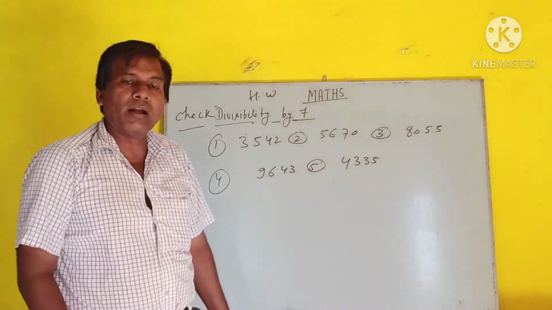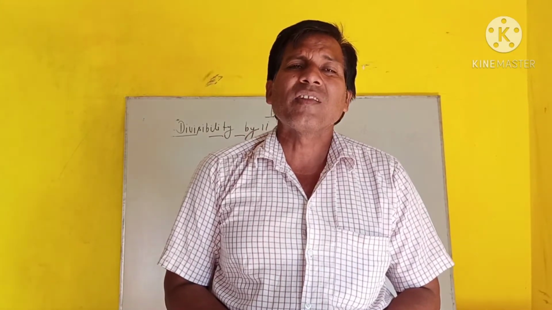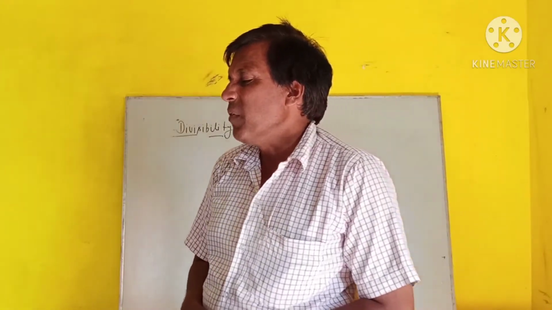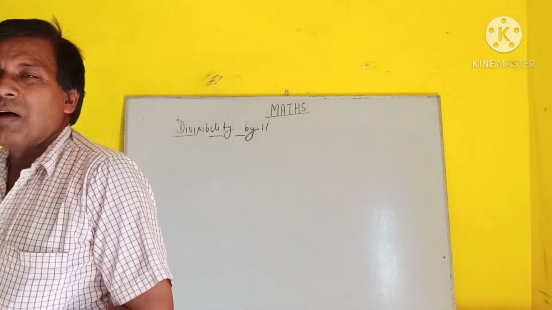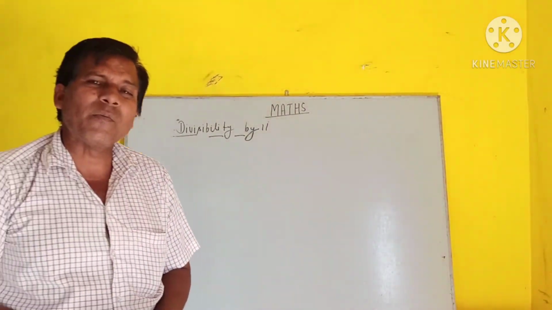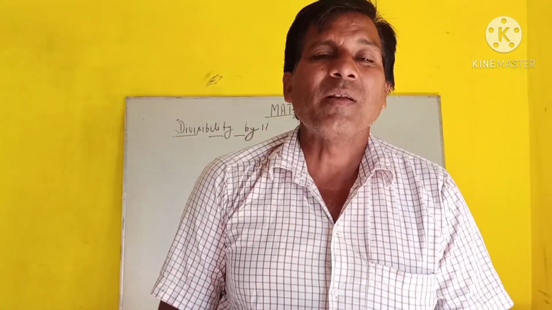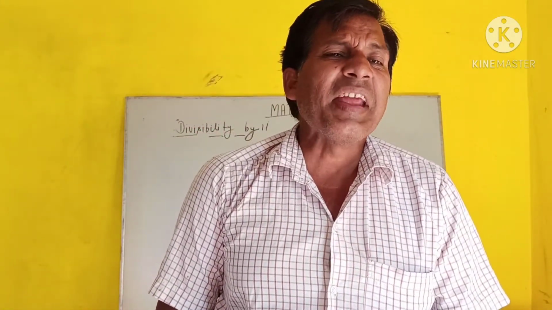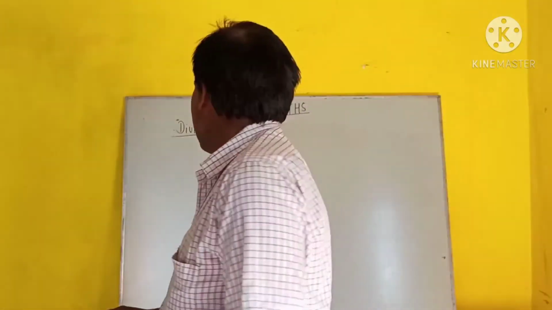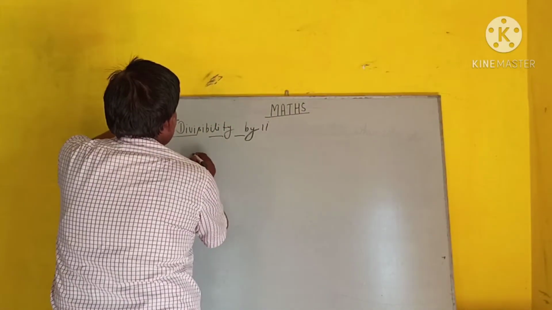That is your homework. I am going to explain divisibility by 11. See here, how you check divisibility by 11: find the sum of odd places and the sum of even places. If the difference of the sum of odd places and the sum of even places is 0, then the whole number is divisible by 11. Here I take an example first.